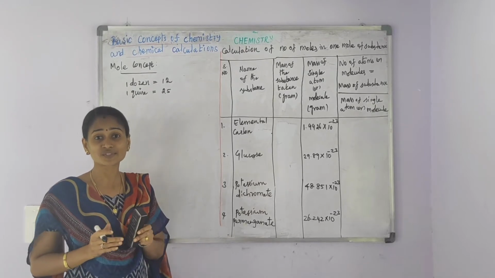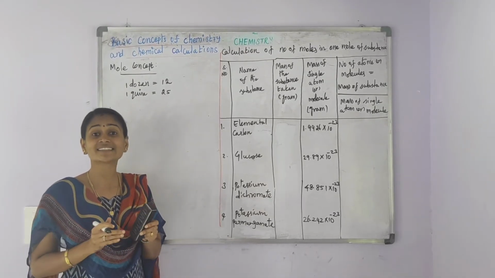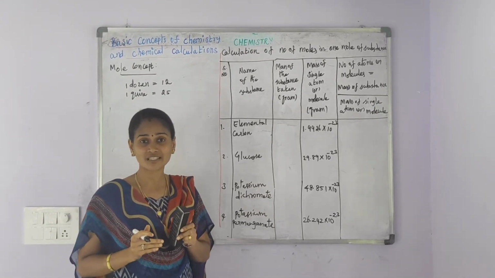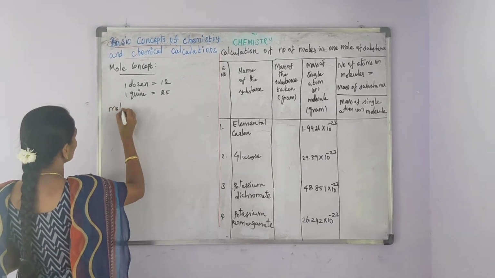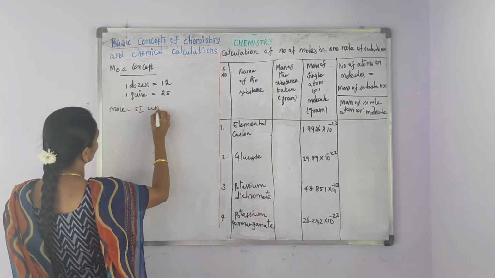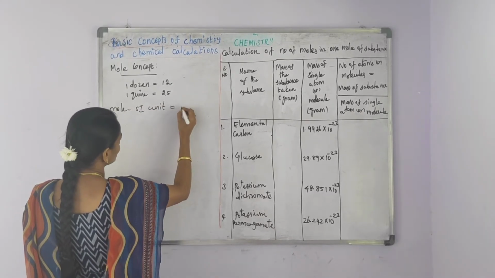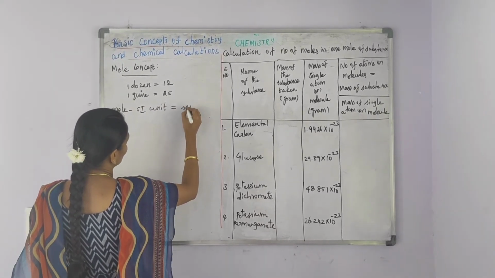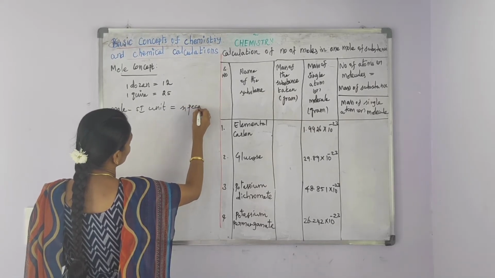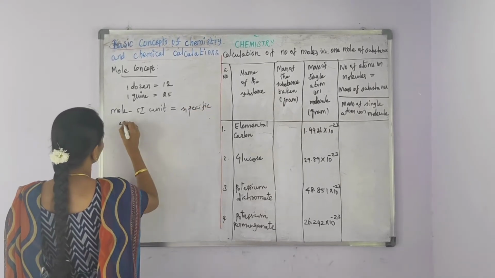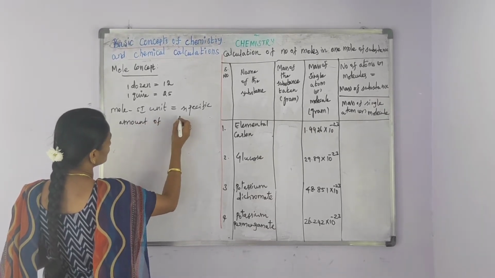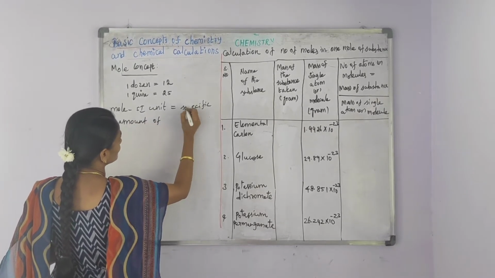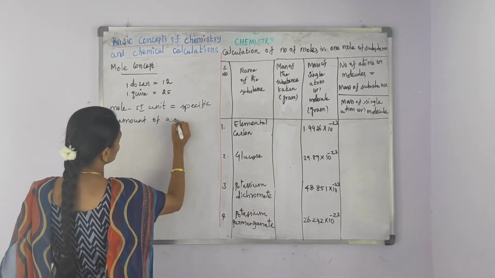Mole is used for quantifying, that is calculating atoms and molecules in chemistry. Mole is the SI unit. Mole is used to represent the specific amount of a substance.